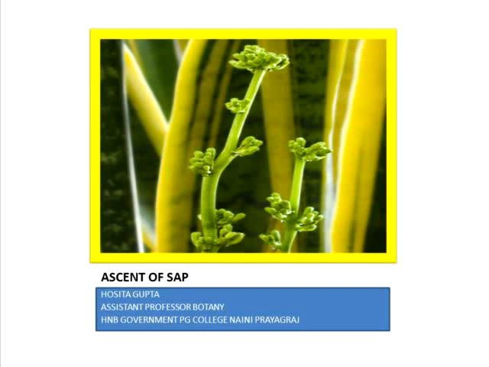Hello students, today we will discuss the ascent of sap. In our previous lecture we have studied how water is absorbed by the roots, mainly the root hairs. Now we will study how the water is moved upward to all the parts of the plant via the stem. Thus, the upward movement of water and the various dissolved substances through the stem is what we call ascent of sap.